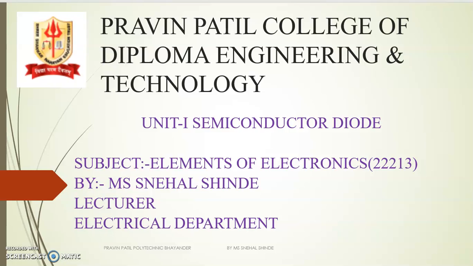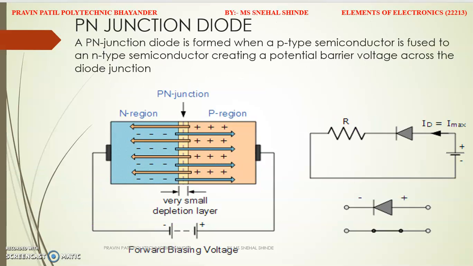Subject is Elements of Electronics. Subject code is 22213. Unit 1 Semiconductor Diode. We have started the PN junction diode. Now in this lecture we will study forward biasing of the PN junction diode.